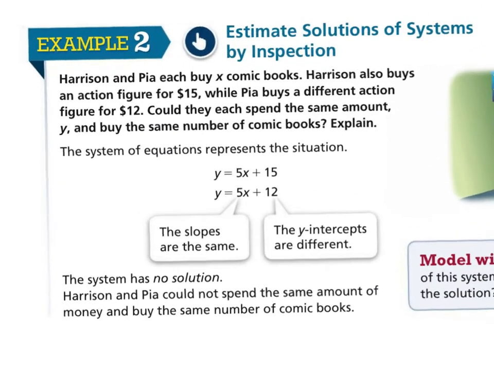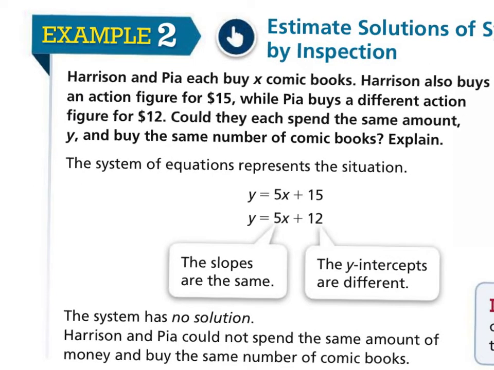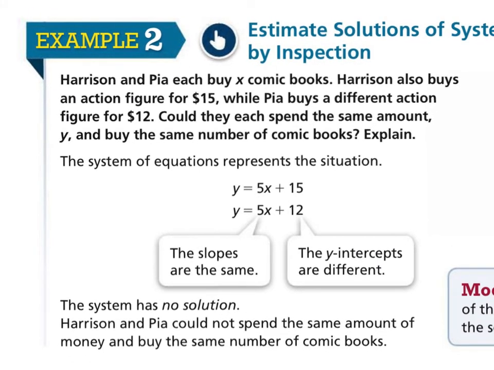Look at example 2. Harrison and Pia each buy X comic books. Harrison also buys an action figure for $15 while Pia buys a different action figure for $12. Could they each spend the same amount, Y, and buy the same number of comic books? And explain.